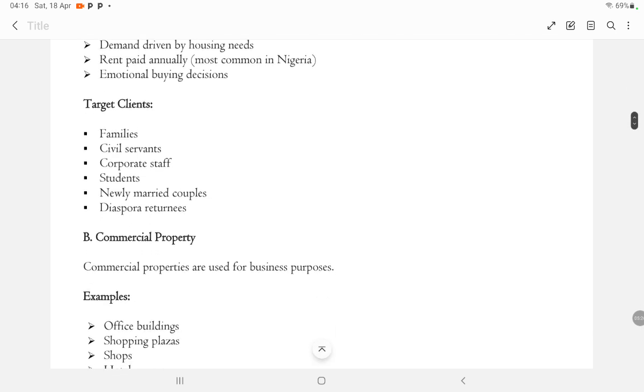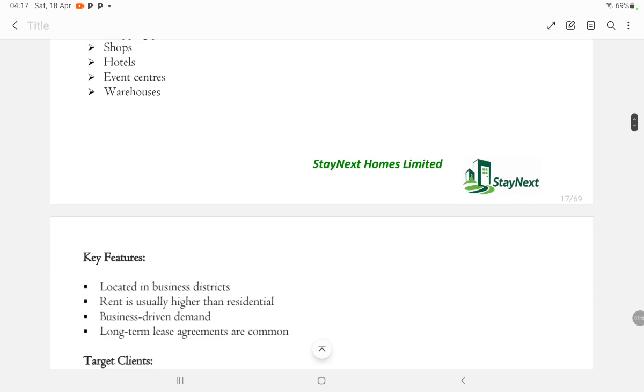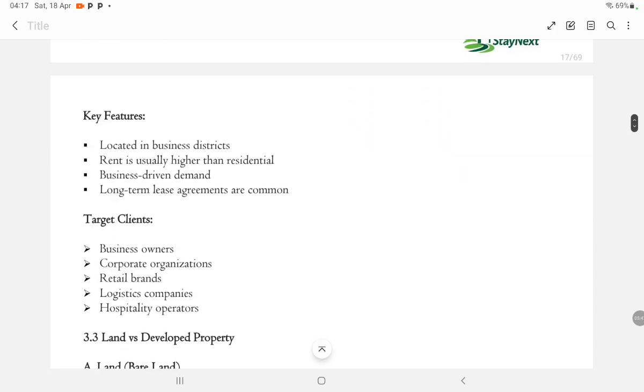What are the target people? Family, civil servants, corporate staff, students, newly married couples, and diaspora returnees. These are very essential. What is commercial for? Commercial means for business. We have office buildings, shop plazas, shops, hotels, event centers, warehouses. So these are key features. They are located in a business environment. The rent is always high in such an environment, so just have it at the back of your mind.